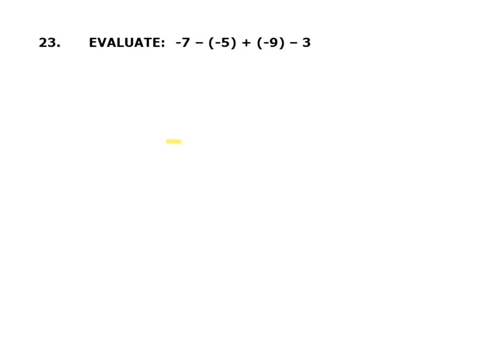It's the third one down. There, yeah, you got the highlighter, which is fine. You can use that. There's a negative 7, a positive 5. A negative 9 and a negative 3.